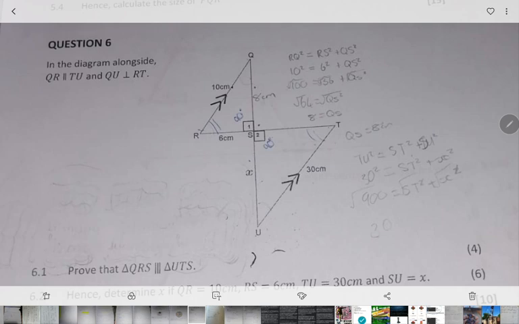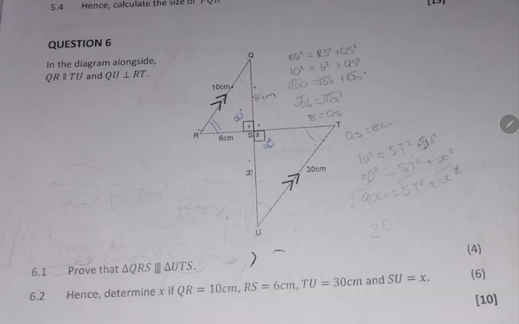Now 6.1 wants us to prove this. Now, can we use ratio and proportion? Let's see. I only have 10 and 30 at the moment. I don't have anything else. I have 6 centimeters. Will that help me? Now, this is what you need. You need 3 things. Right? You need 3 things. So let's go and plug in and see if this will help us.